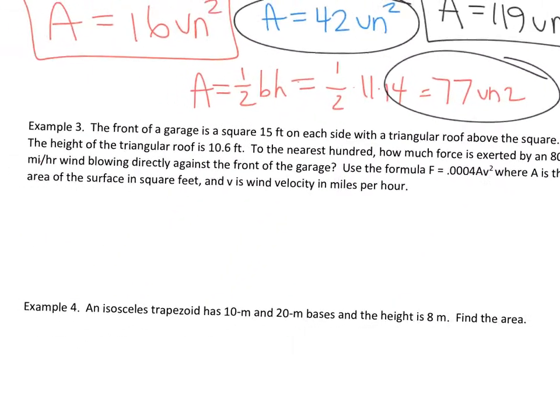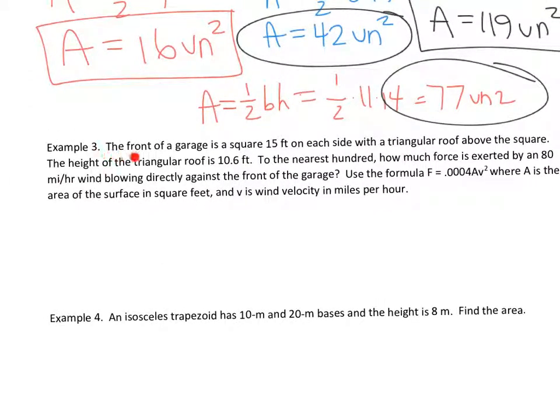And then down here, word problem, the front of a garage is a square 15 feet on each side. I'm going to draw that. With a triangular roof above the square. The height of the triangle roof is 10.6 feet. So this distance right here is 10.6 feet. To the nearest 100, how much force is exerted by an 80-mile-an-hour wind blowing directly against the front of the garage? Use the formula F equals 0.004 AV squared, where A is the area of the surface in square feet.